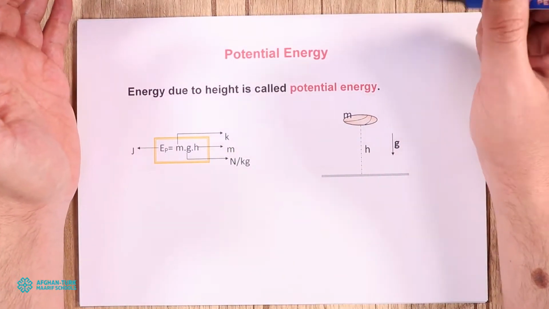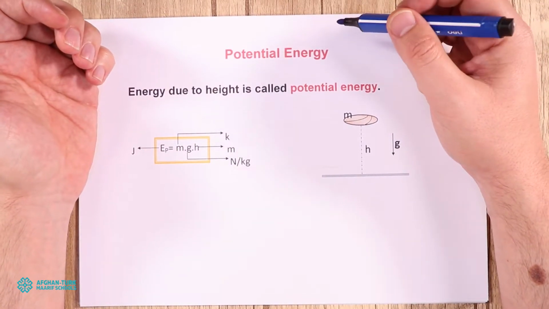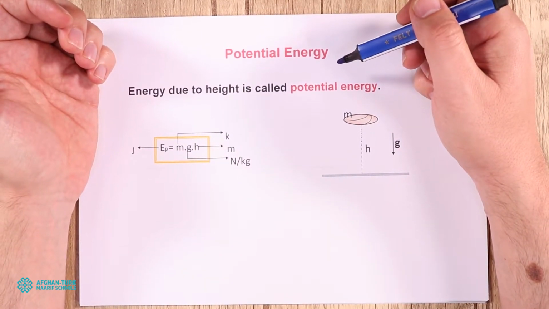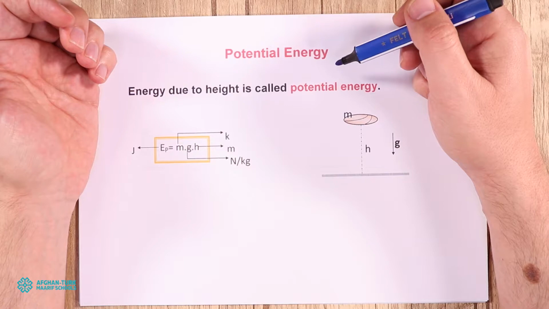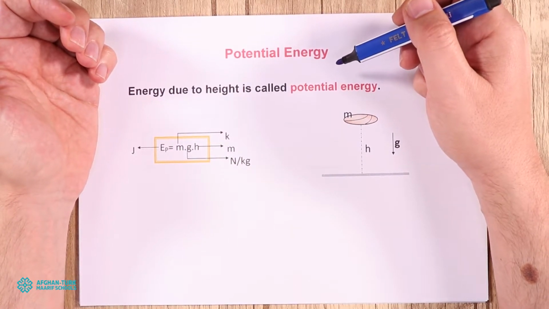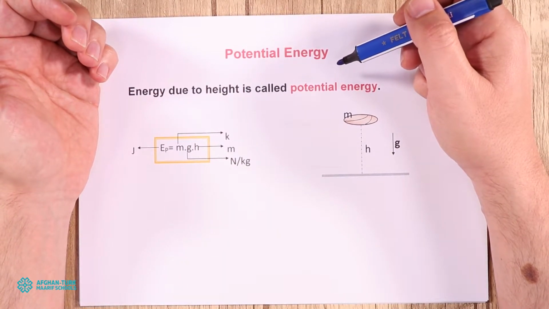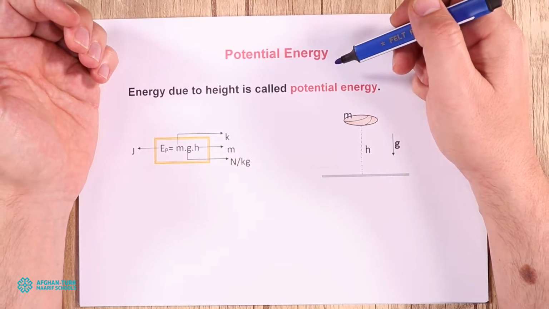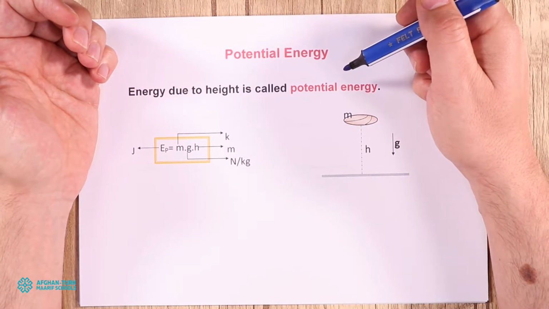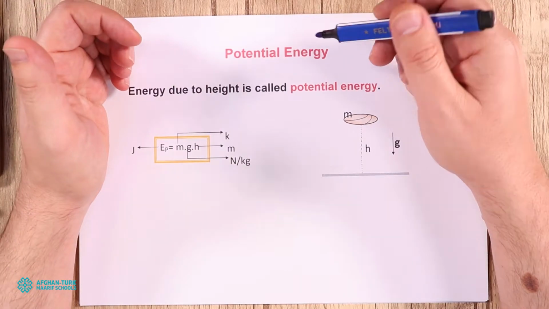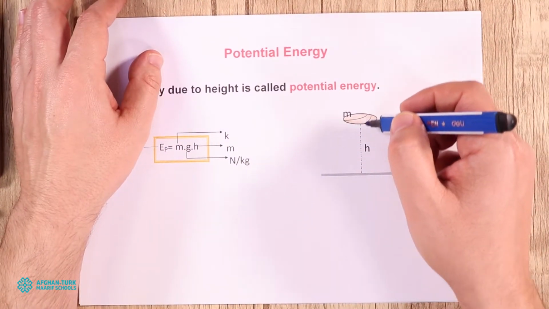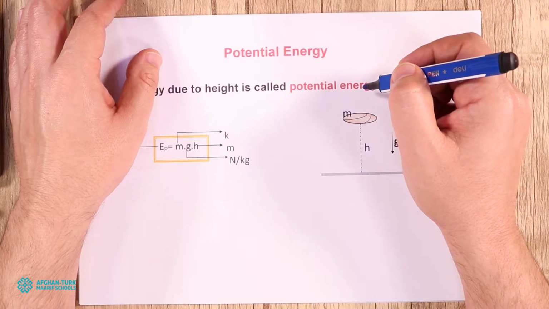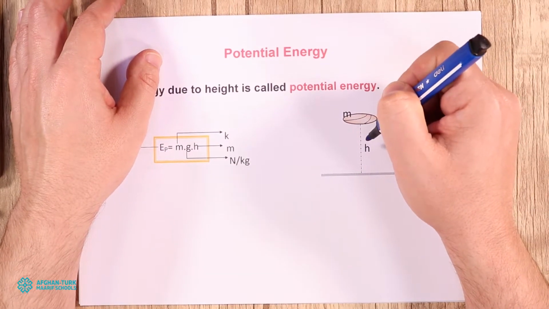Remember one thing, there are a lot of definitions of potential energy, but a simple definition you can say is that potential energy is due to the position. Also, potential energy is due to the height. Also remember one more thing, that if we move from ground level to an upper level, the potential energy is increased. Why? Because of the height.